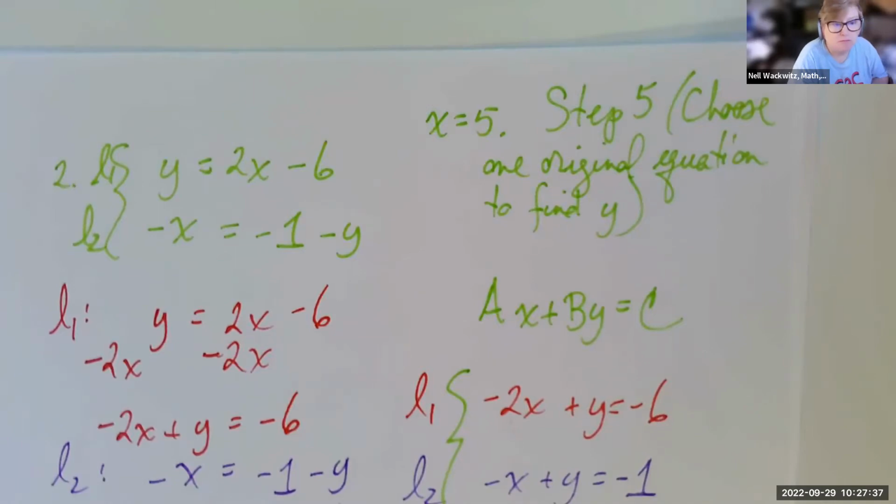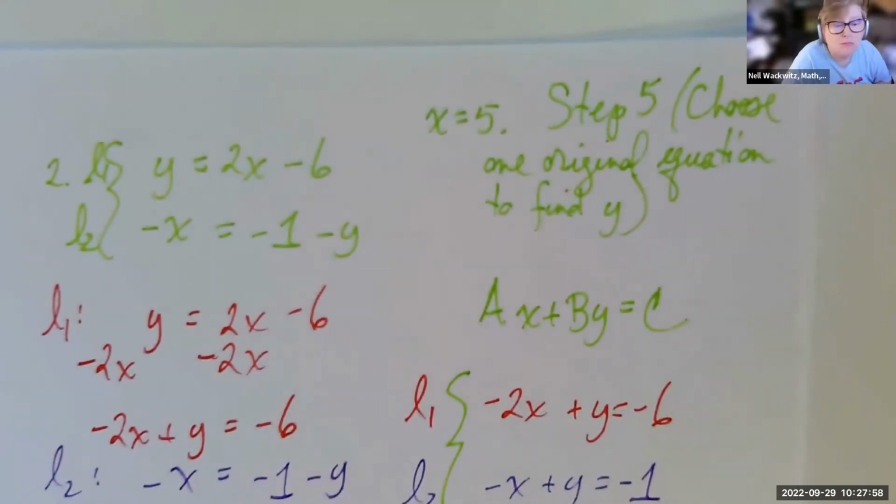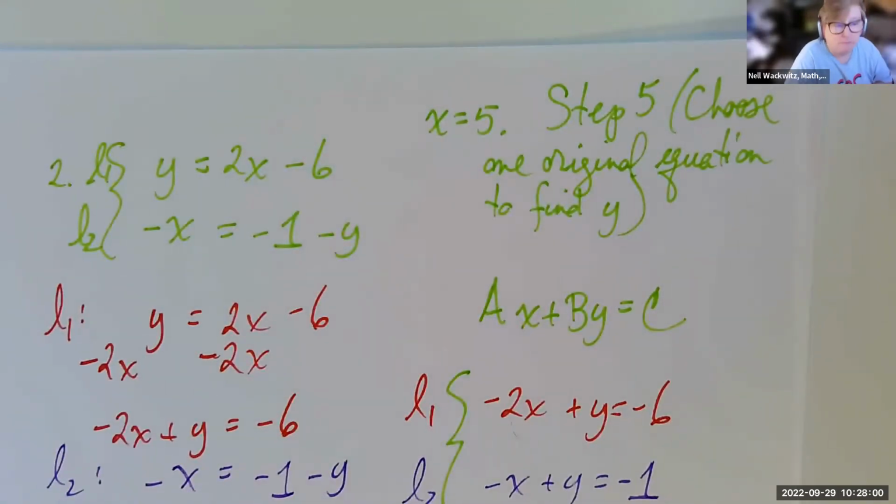Either one, especially in this case, either one is easy. And I would always say, depending on which one you pick, you get to practice. So it's always good. So which one would you like? The -2x plus y equals -6.